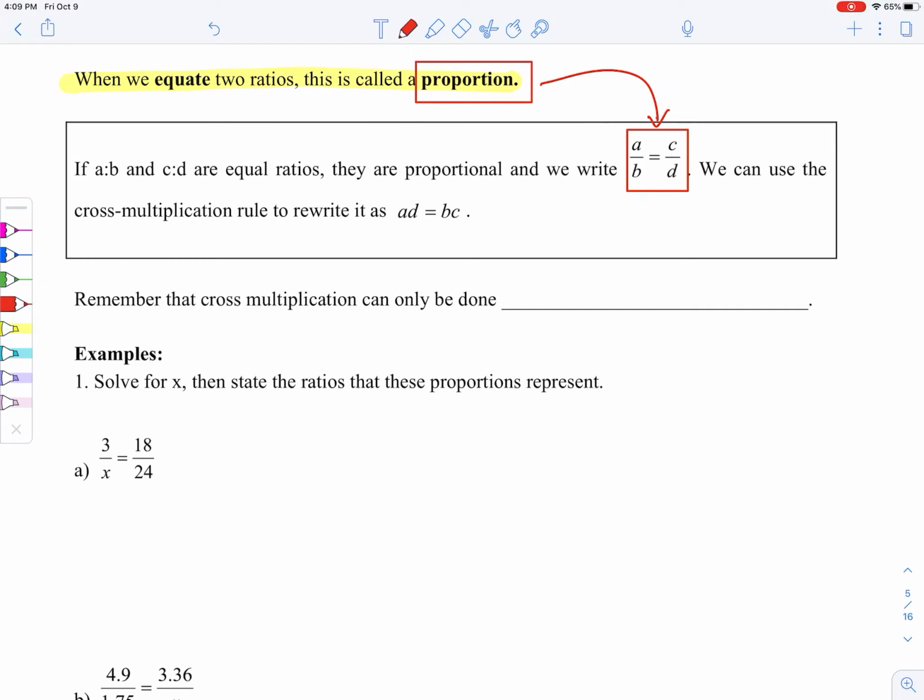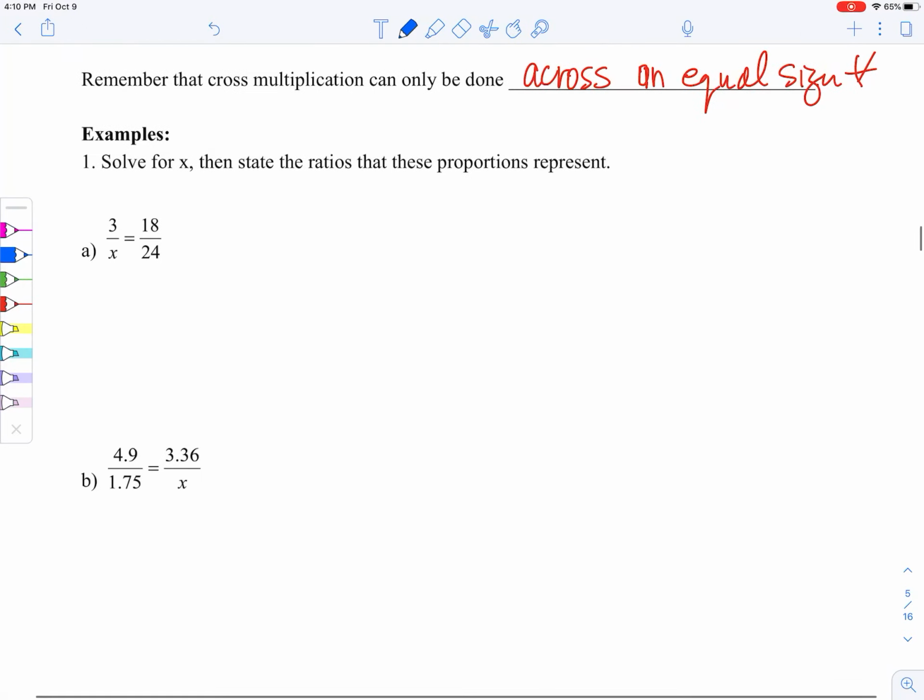So cross multiplying, which we're going to use, and we did it in the last unit, can only be done across an equal sign. So that is super important. Cross multiplying is not the same as canceling. Canceling we do when there is no equal sign on the side of the equation that we're canceling. Cross multiplying is done across the equal sign.